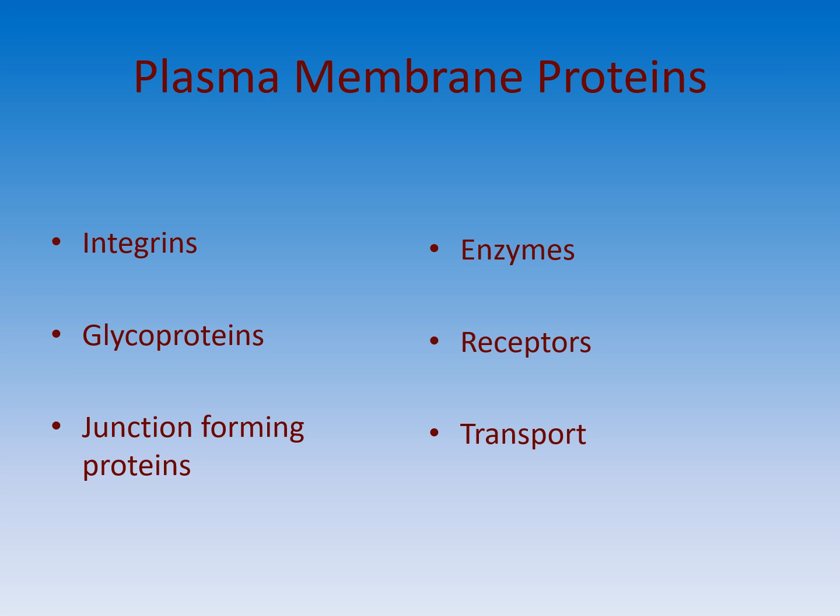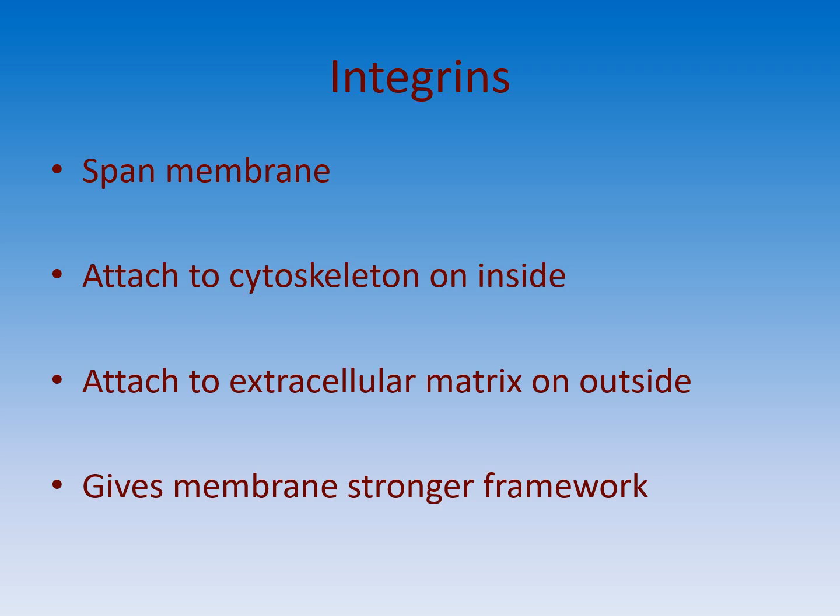So what types of proteins may be embedded in the membranes? Well, you have lots of different types. You can have integrins, glycoproteins, junction-forming proteins, enzymes, receptors, and proteins involved with transport. So we'll start with the integrins. As I just said, they span the entire width of the membrane.